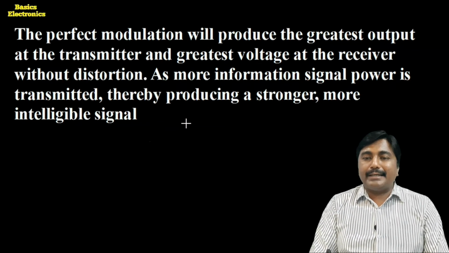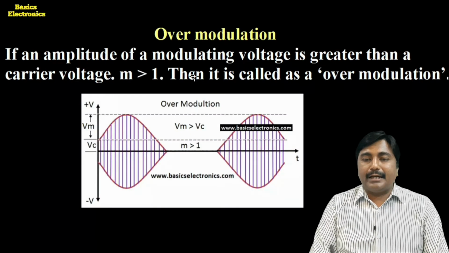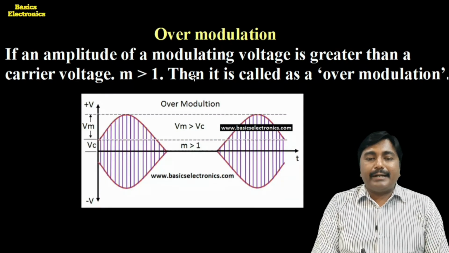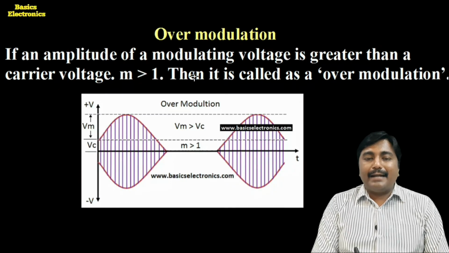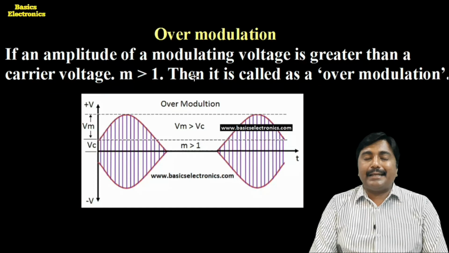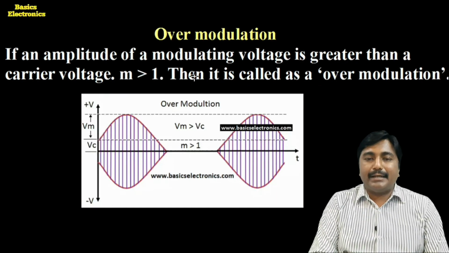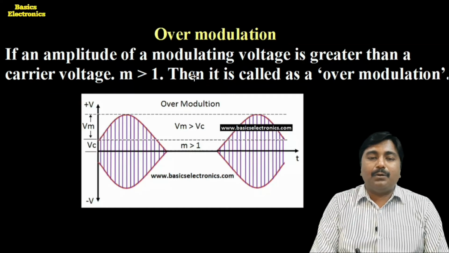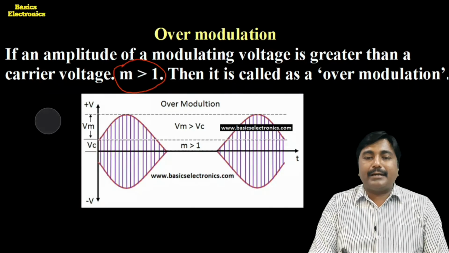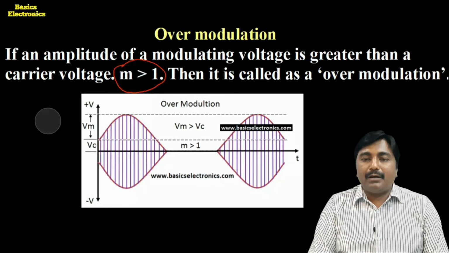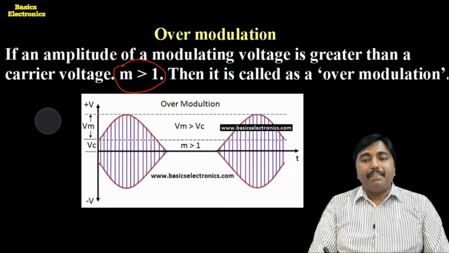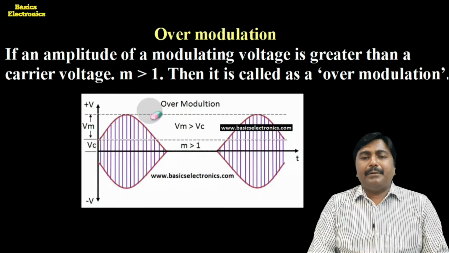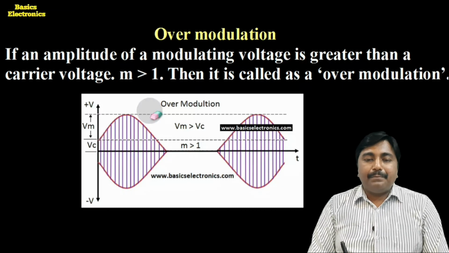Over modulation is the third condition. In over modulation, Vm, the modulating signal voltage, is greater than the carrier signal's peak voltage, where m is greater than 1 and the percentage of modulation is more than 100%. This is what we call over modulation, the modulation in which Vm is more than Vc.